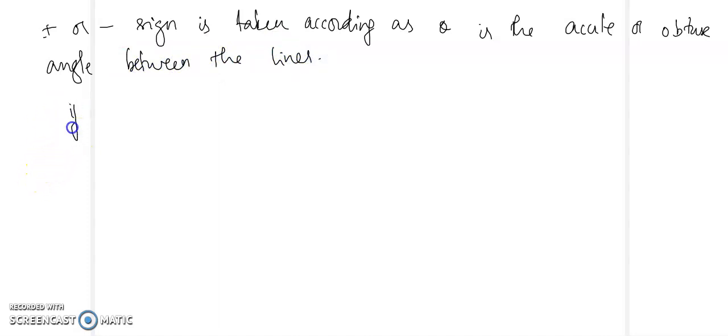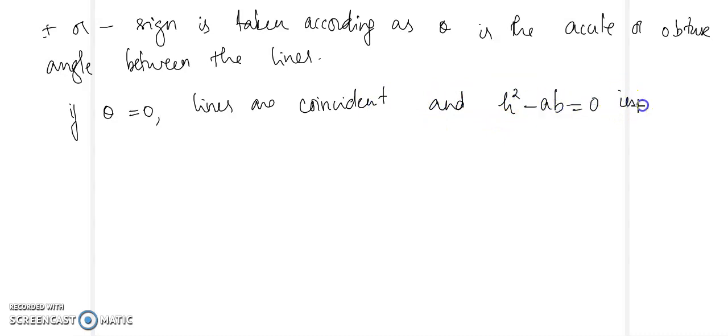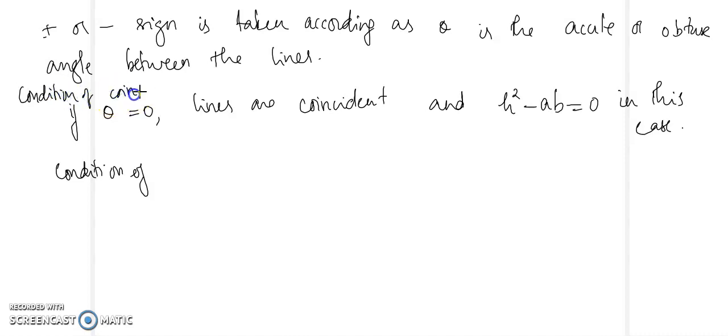And again, if theta is equal to 0, the lines are coincident, and in that case h square minus ab is equal to 0. And again the lines are perpendicular if theta equal to pi by 2. So this is the condition of coincidence. So the condition of coincidence is theta must be equal to 0. So in that case h square minus ab is equal to 0.